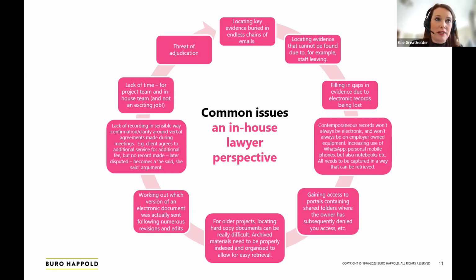A lack of recording in a sensible way, confirmation and clarity around verbal agreements that have been made during meetings. So I speak from bitter experience here that I would say the vast majority of disputes that I help on, both in private practice and in my in-house career, have been where a contract hasn't been administered strictly in accordance with the contractual terms that were agreed at the outset. That can happen for a variety of reasons. It's not criticism per se.